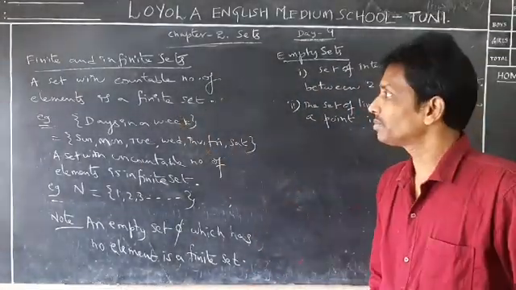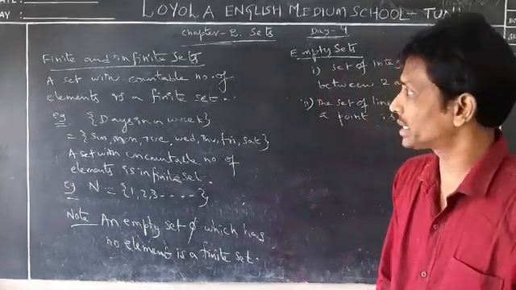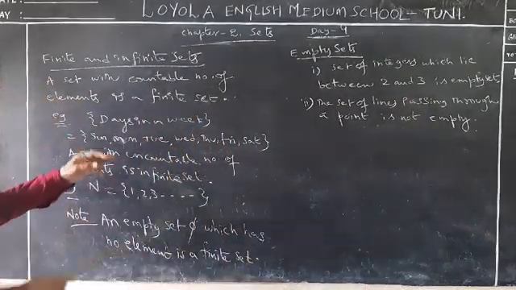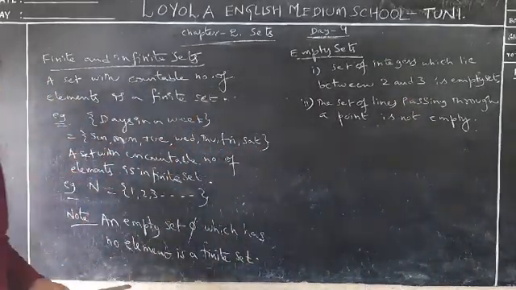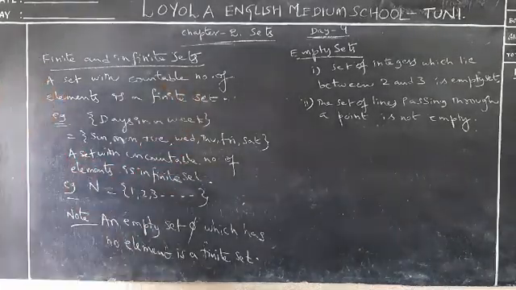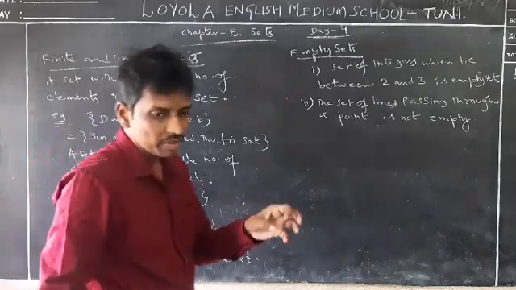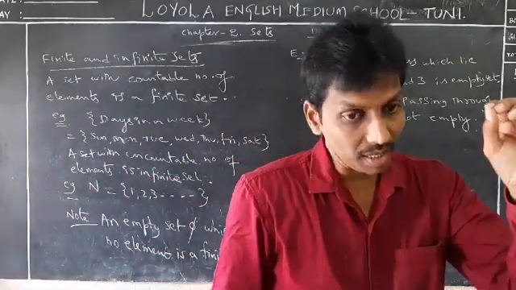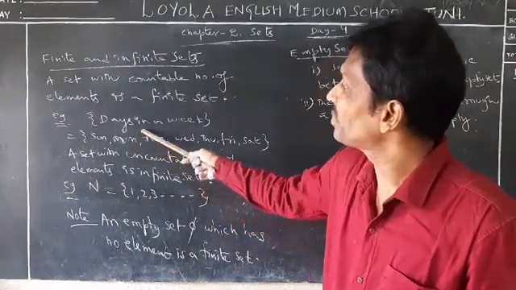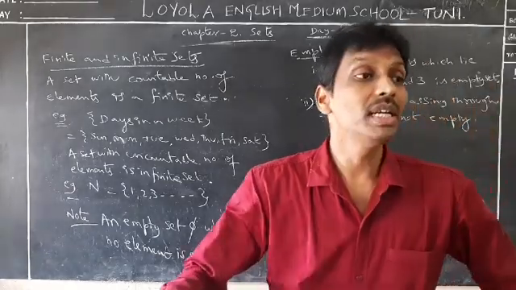Okay, listen, children. The next definition is finite and infinite sets. What is meant by a finite set? A set with a countable number of elements is a finite set. That means we can count how many elements are present in the set. We are able to say how many elements are present in the set. Let me give an example. Days in a week. How many days are there in a week?